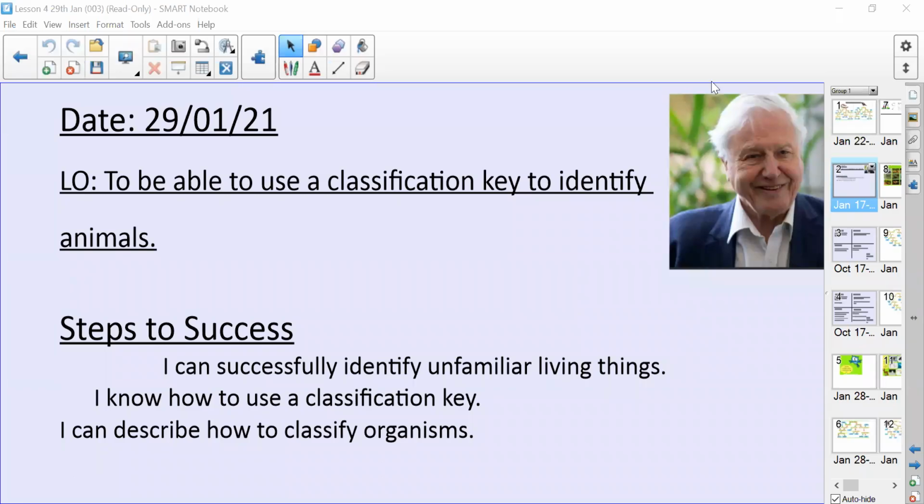Good morning, Year 4, and welcome to your science lesson on the 29th of January. Our learning today is to be able to use a classification key to identify animals. To be successful in this lesson, you'll be able to describe how to classify organisms, know how to use a classification key, and successfully identify unfamiliar living things.